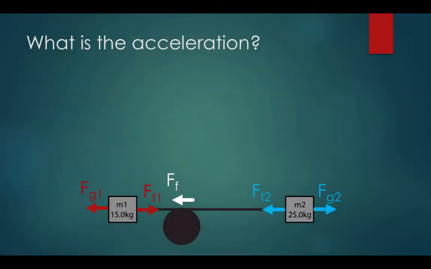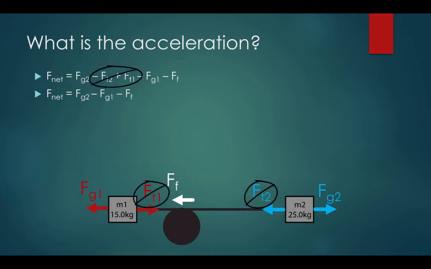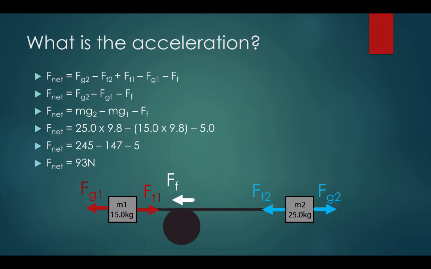So let's calculate the system's acceleration. F net equals force gravity 2 minus tension 2 plus tension 1 minus force gravity 1 minus friction force. Tension is the same at both ends of the rope, simply in opposite directions, so they cancel one another out. This leaves F net as Fg2 minus Fg1 minus friction force. Recall that force gravity is equal to mg, so subbing that in, we get F net equals mg2 minus mg1 minus friction force. F net is 25 times 9.8 minus 15 times 9.8 minus 5. F net is 245 minus 147 minus 5. F net is 93 newtons.